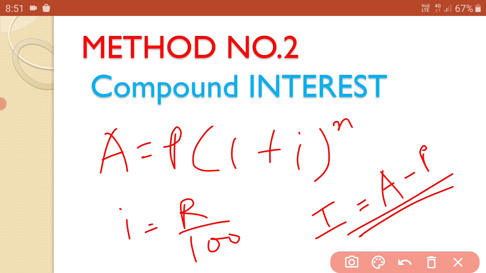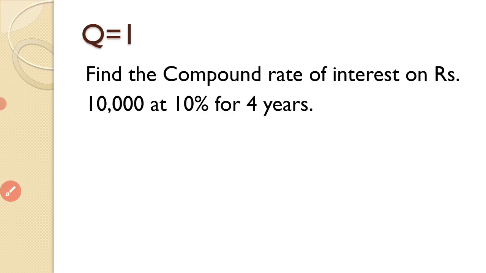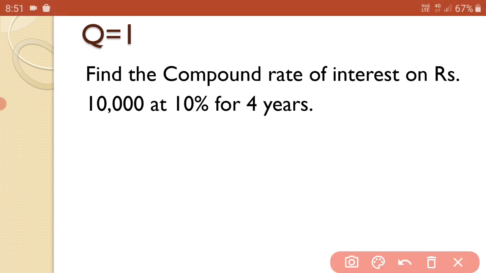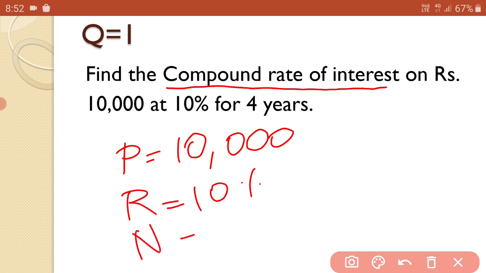Clear formula. Next point, let us see the question. Question number 1. Find the compound rate of interest. Here the word compound rate of interest will be used. 10,000 rupees, so principal amount is 10,000. Rate of interest is 10%, so R is equal to 10%. And time is 4 years. And here we find the compound interest.